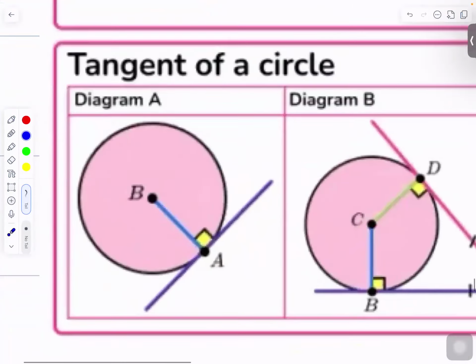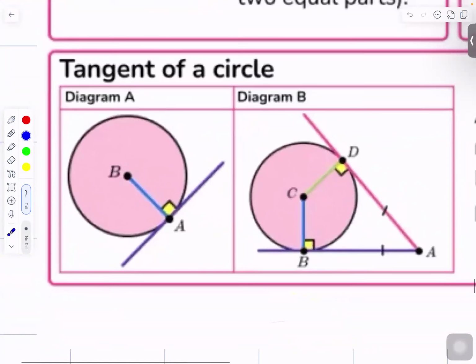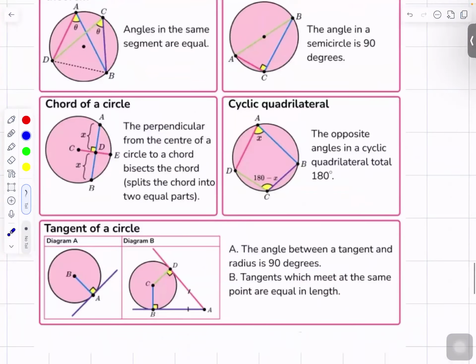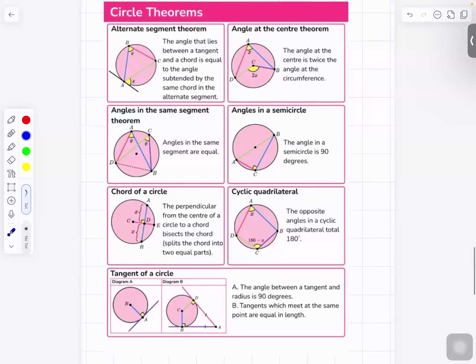And the next one, which you need to be familiar with: radius and tangent. When they meet, the angle is 90 degrees. Radius, tangent, angle is 90 degrees. So it's important to understand these circle theorems.